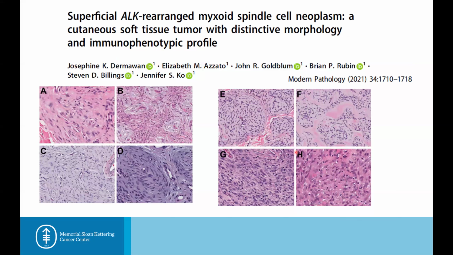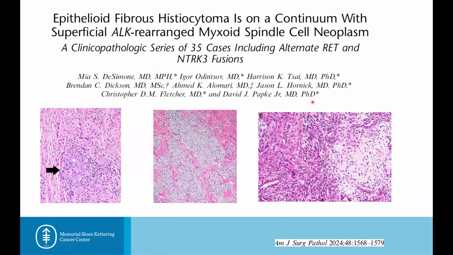Relatively recently, there was a paper describing a superficial ALK-rearranged mixed spindle cell neoplasm that showed epithelioid to ovoid cells with a whirling pattern in a mixed background with hyalinized collagen. The authors claim that this could be under the umbrella of the kinase-driven fusion neoplasms. However, very recently, the Boston group showed that maybe there is a continuum between epithelioid fibrous histiocytoma and the so-called superficial ALK-rearranged mixed spindle cell neoplasm.